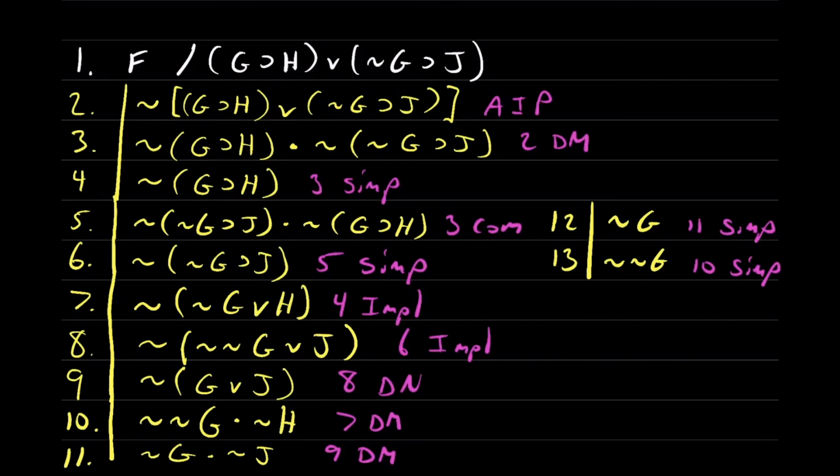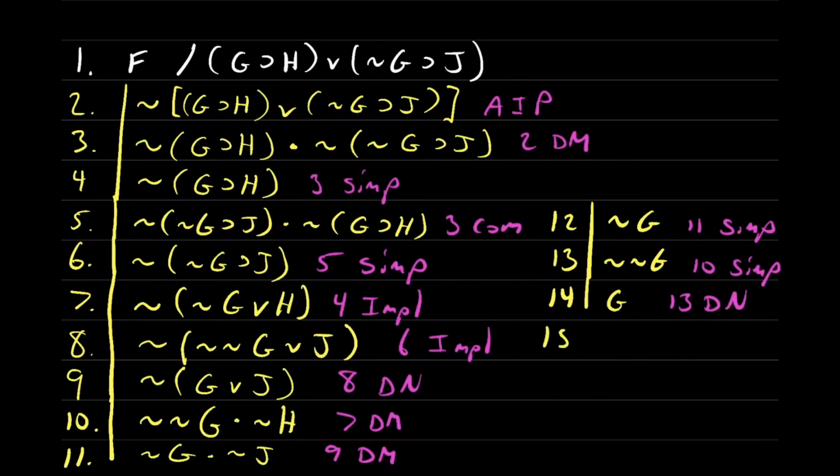This isn't an unnecessary step, but it'll make the end result look a lot prettier, which is a nice aspect to have inside of a proof. So I'm going to rewrite line 13, get rid of those double negations. That's going to be line 13 by double negation.